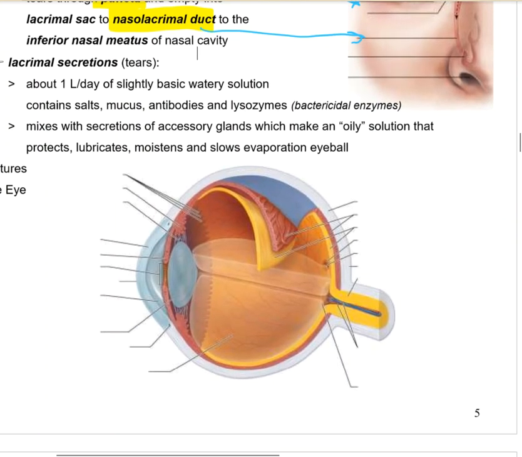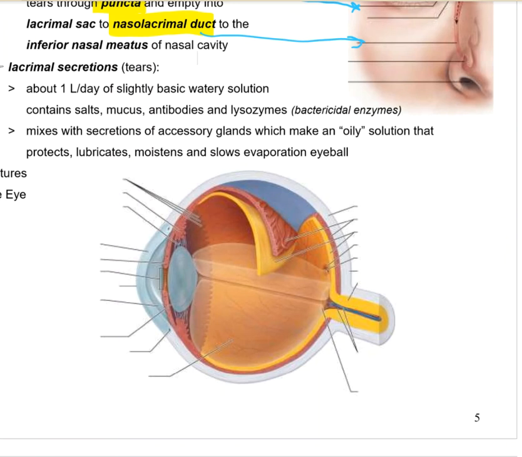Now, you make about 1 liter a day of these tears under normal conditions, so it's quite a bit. And they're slightly basic, slightly alkaline. They have salts, they have some mucus, they have antibodies to help make sure that bacteria are not forming on our eye, and they also have lysozymes, which are enzymes that will help break down bacteria.